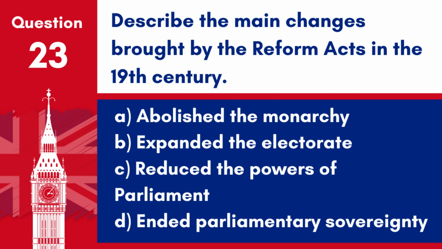Describe the main changes brought by the Reform Acts in the 19th century. A. Abolished the monarchy. B. Expanded the electorate. C. Reduced the powers of Parliament. D. Ended parliamentary sovereignty. Answer: B. Expanded the electorate. The Reform Acts of the 19th century, notably those of 1832, 1867, and 1884, significantly expanded the electorate, making the British parliamentary system more representative.